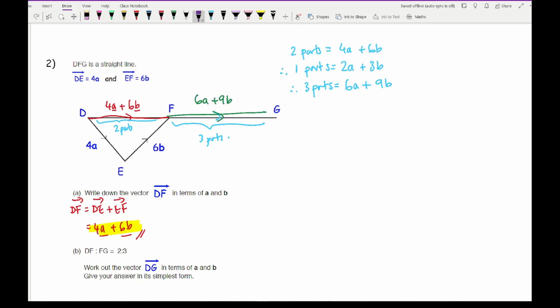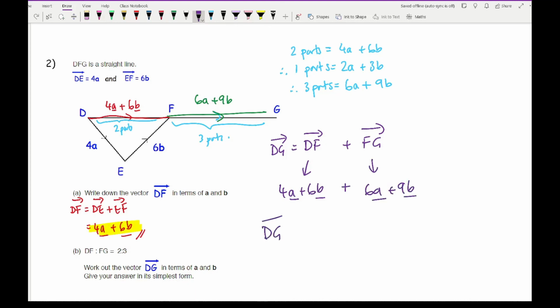So therefore, D to G is equal to D to F plus F to G. This is equal to 4A plus 6B, and this is equal to 6A plus 9B. So adding them all together, we get D to G equals 4A plus 6A, which is 10A, and 6 plus 9 is 15B, and there is my final answer.